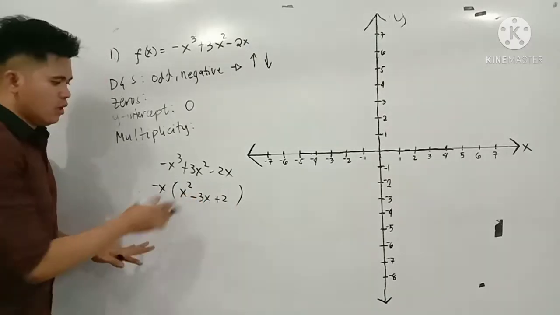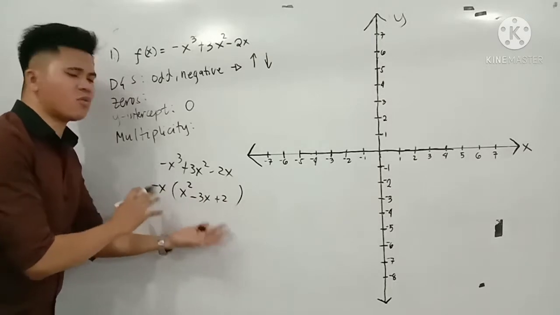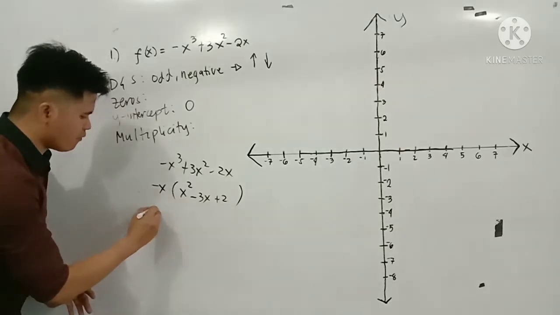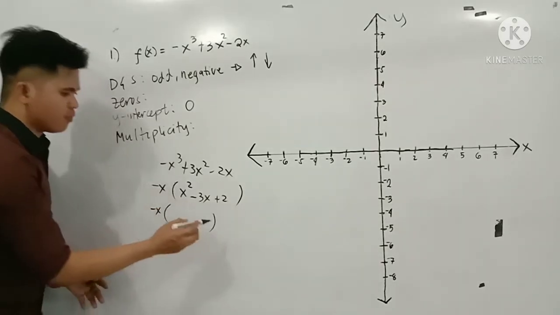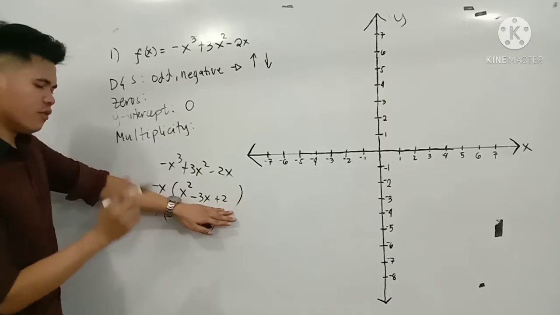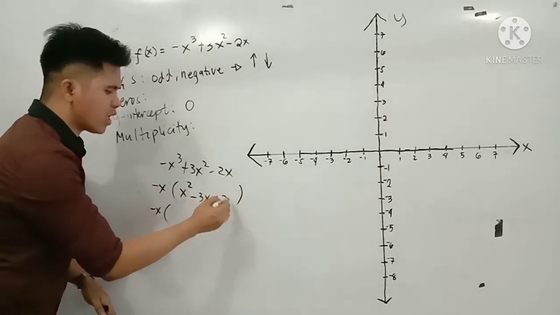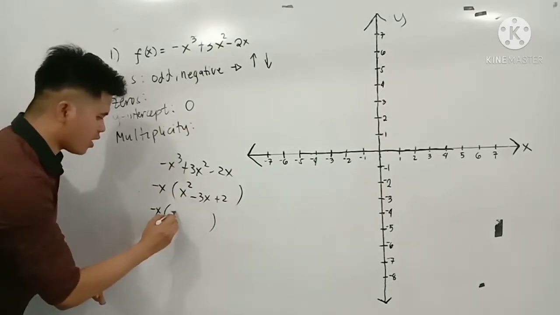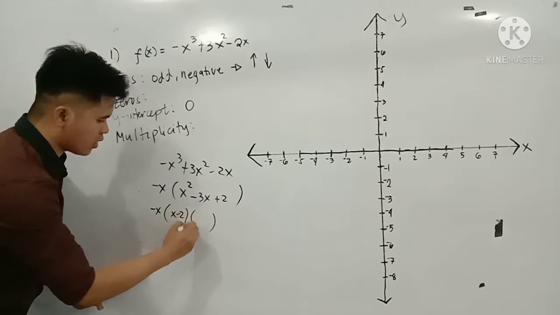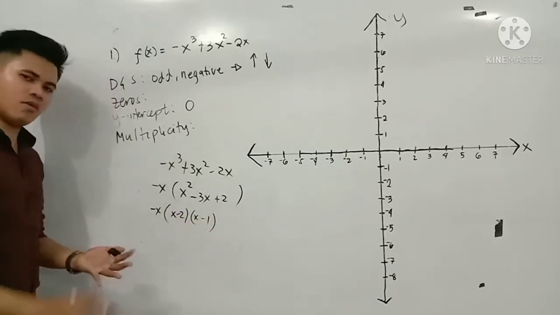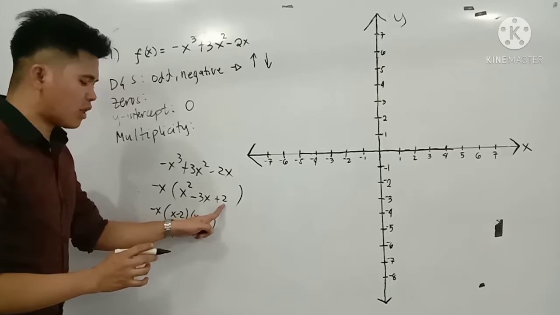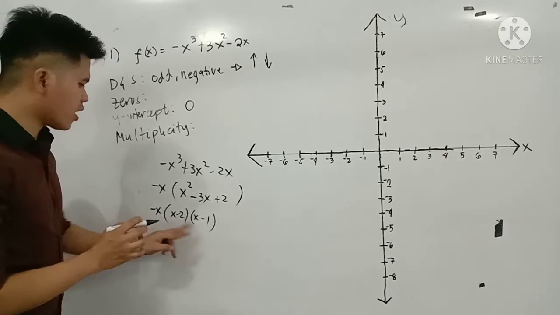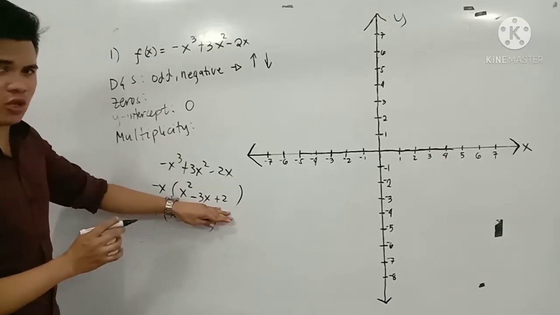Then look, the terms inside the parentheses form a perfect square trinomial. Therefore, we can factor this one. So copy first negative x. Then, what are the factors of the constant which, when added, give us negative 3? So simply x minus 2, and the other is x minus 1. Am I right? Negative 2 times negative 1 is positive 2. And if we add negative 2 plus negative 1, it is negative 3. So therefore, this is the correct factor for this given trinomial.